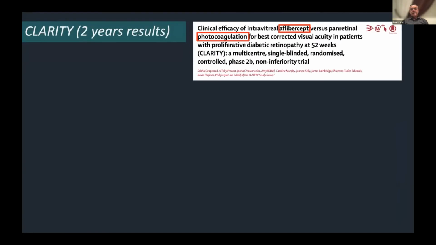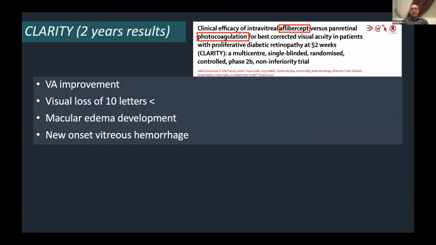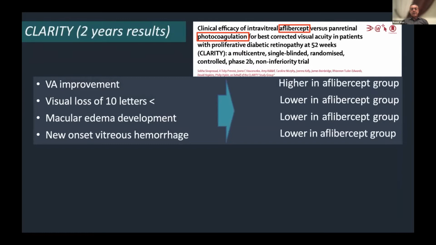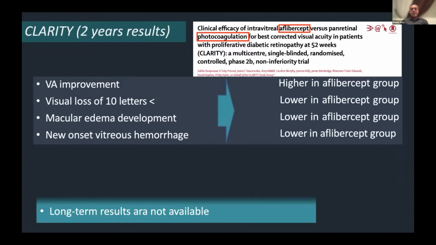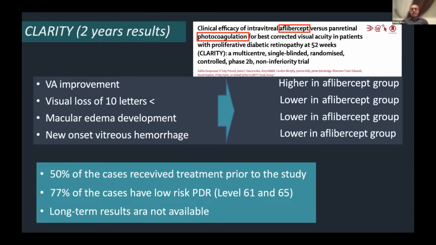The CLARITY study compared aflibercept versus PRP in diabetic retinopathy, and all the parameters in this study were in favor of aflibercept. However, there are some weak points. They published 2-year results, and 50% of the cases received treatment prior to the study, and 77% of the cases had low risk of PDR, which is level 61 or 65. And the most important thing, the long-term results are not available yet.